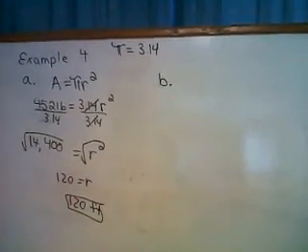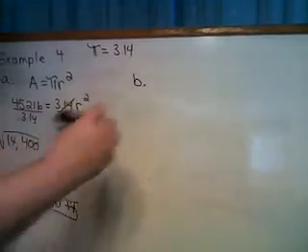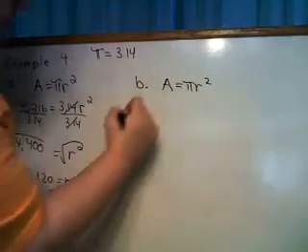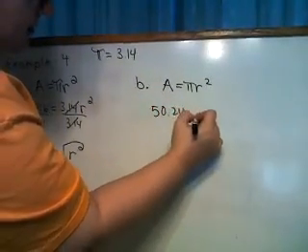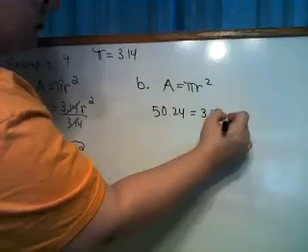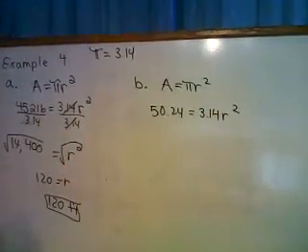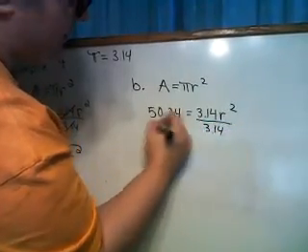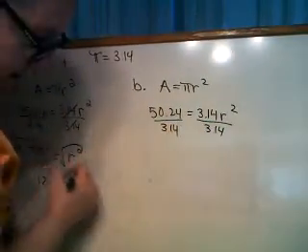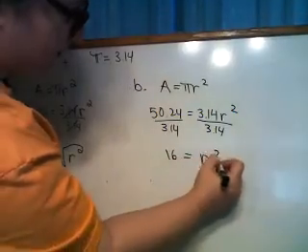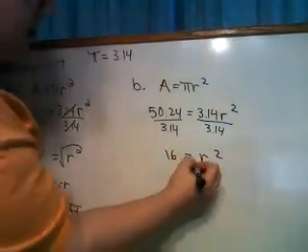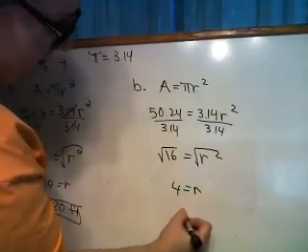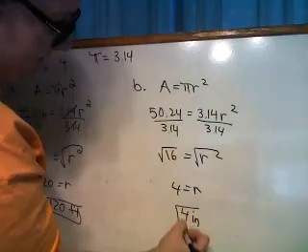The next one has an area of 50.24, so I'm going to do area equals pi r squared. Okay, put in my area, put in 3.14 r squared. In order to get to r, we have to isolate r squared first. So I'm going to undo and divide by 3.14. Okay, so that's going to give me 16 equals r squared. So in order to get r from r squared, you need to square root. You get 4, so that would be my 4 inches.